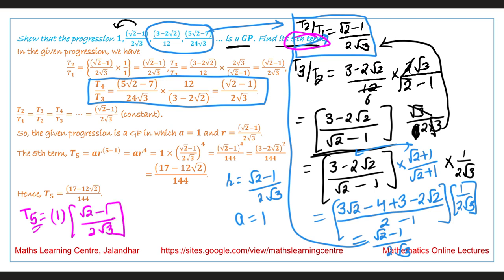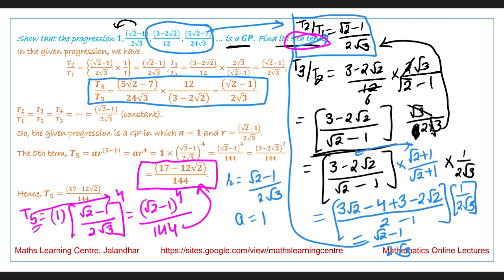We are talking about the fifth term, so the power will be 4. So this is equal to (root 2 minus 1) raised to the power 4 divided by 144, and when you simplify this term, you will obtain the final answer in this form: (17 minus 12 root 2) divided by 144. So this is the final answer we are obtaining in this case.